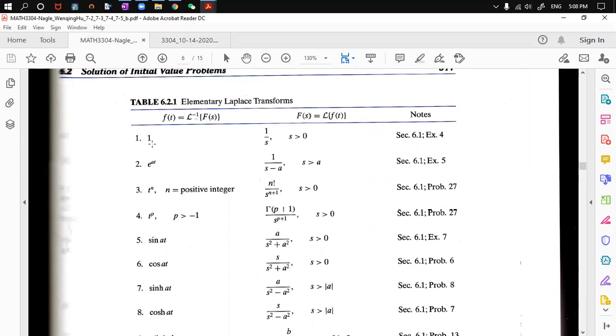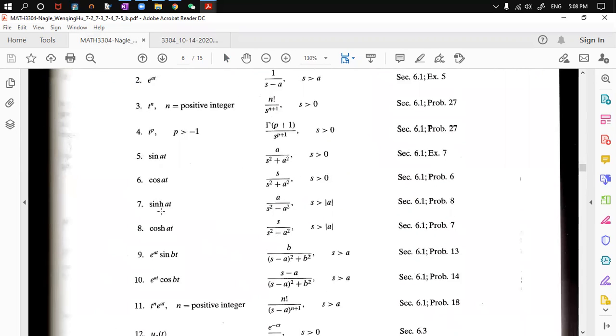Okay, so you can see that 1 is transformed to 1 over s, as we saw before. e to the power of at is transformed to 1 over s minus a, as we saw before. But you have many other functions that have already been calculated. For example, sine of at is going to be a over s squared plus a squared. This is what we have calculated. Cosine of at, which I left to you as an exercise, will result in s over s squared plus a squared.